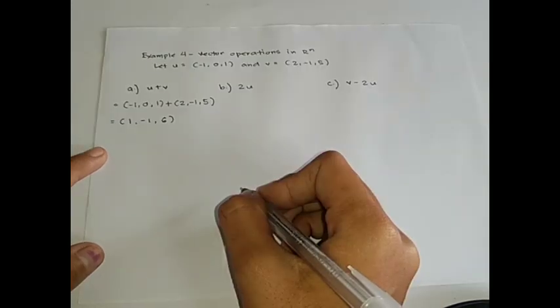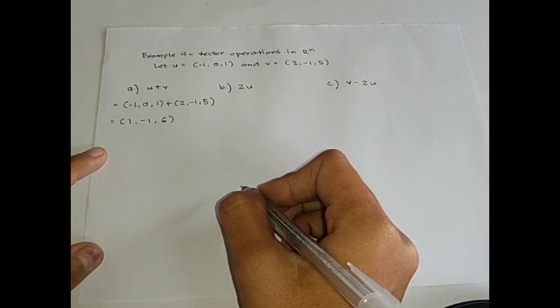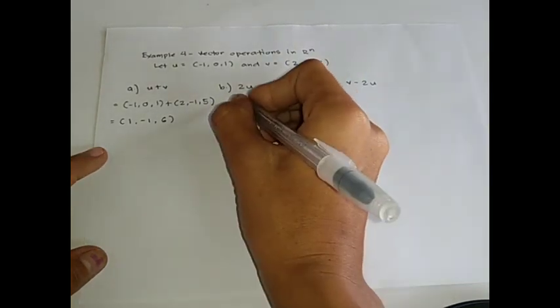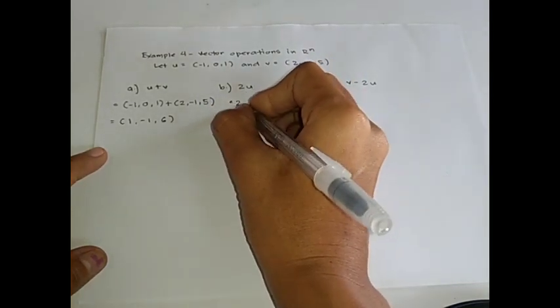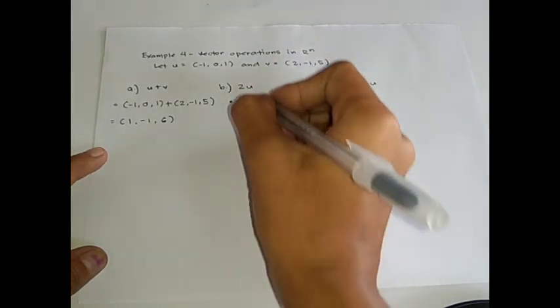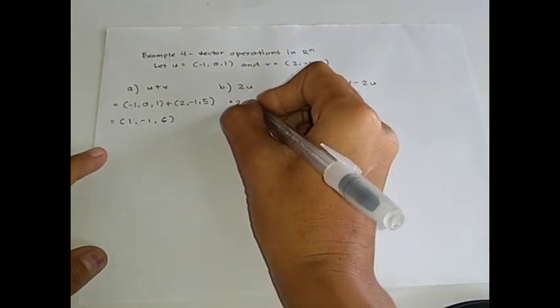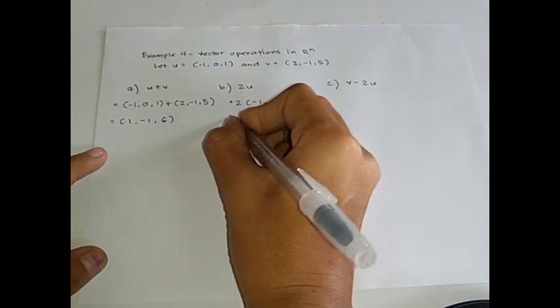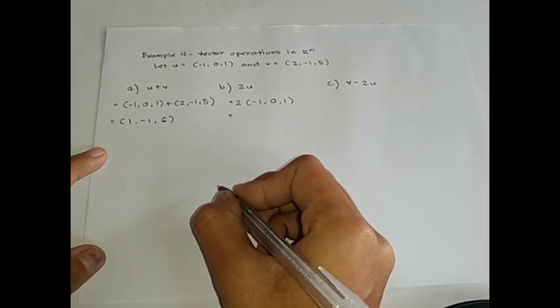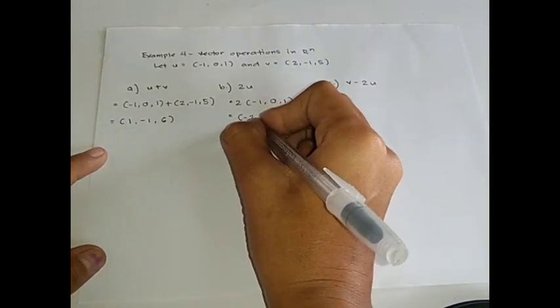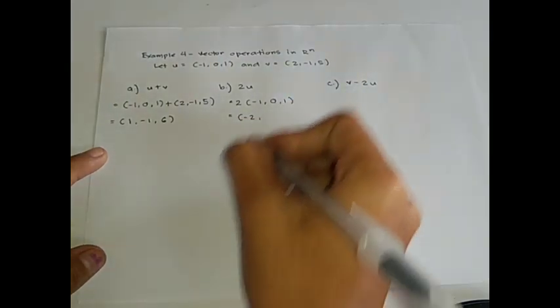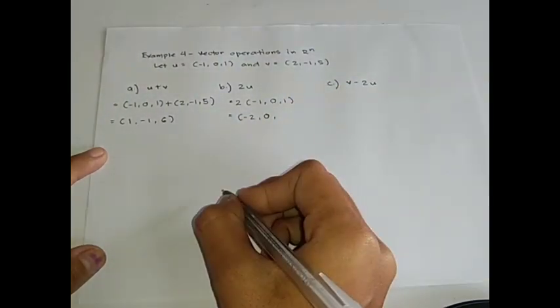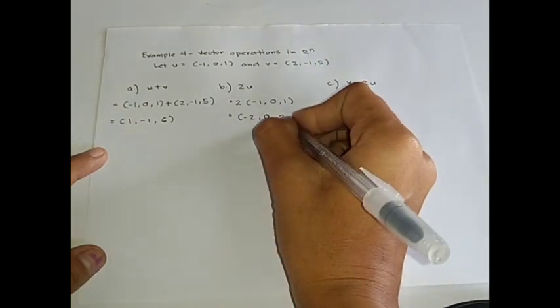For letter B, 2 times U. To multiply a vector by a scalar, multiply each component by the scalar as follows. So we will multiply the value of U by the scalar C. The value of U is (-1, 0, 1). So 2 times -1 is -2. 2 times 0 is equal to 0. And 2 times 1 is 2.